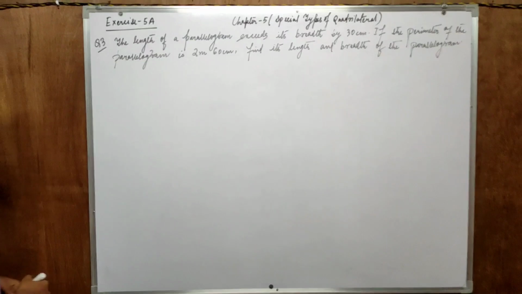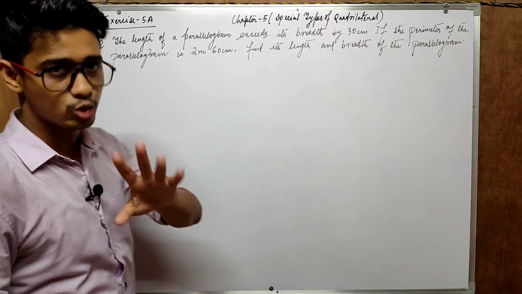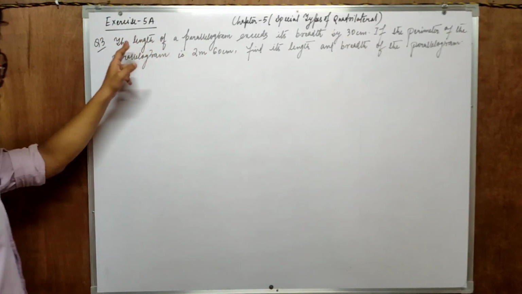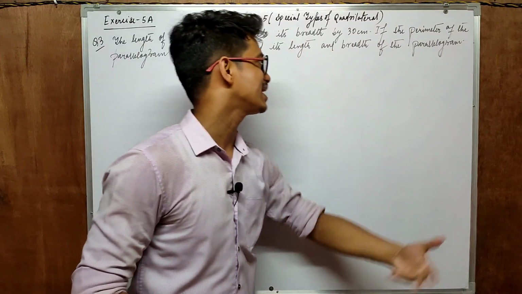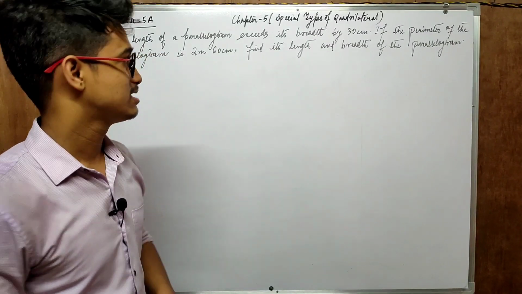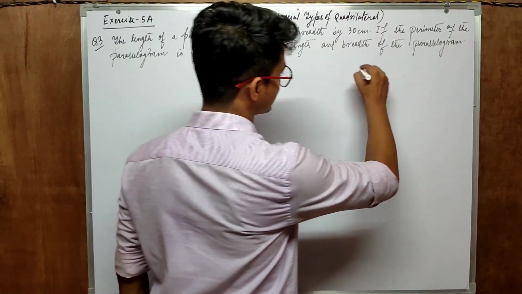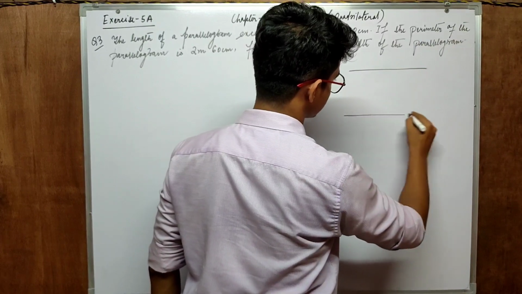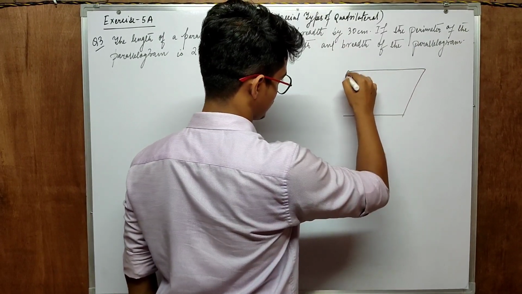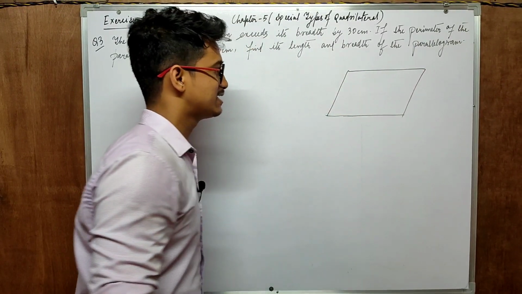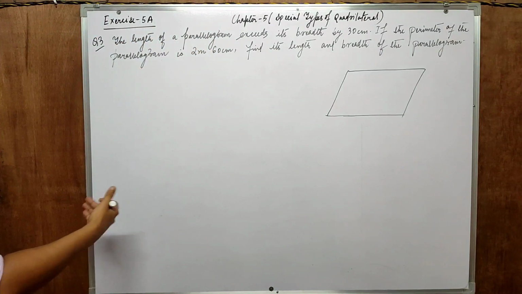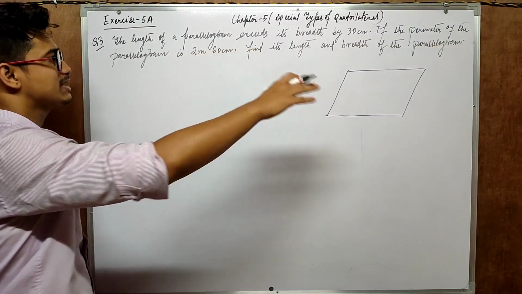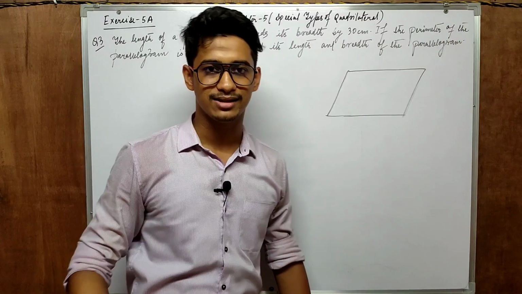So in this question, if I break it into two parts, the first one is given that the length of the parallelogram exceeds its breadth by 30 centimeter. We know that the length is always greater than the breadth. The length of the parallelogram exceeds its breadth by 30 centimeters.